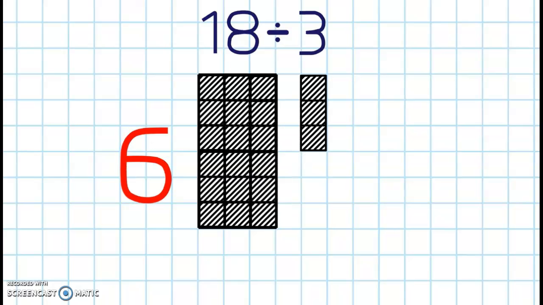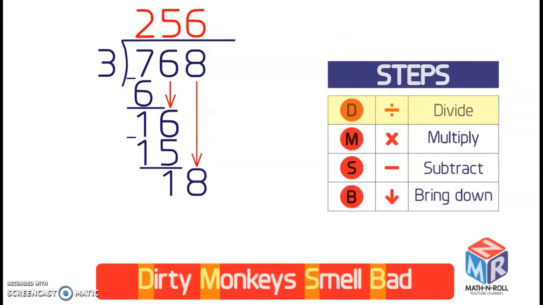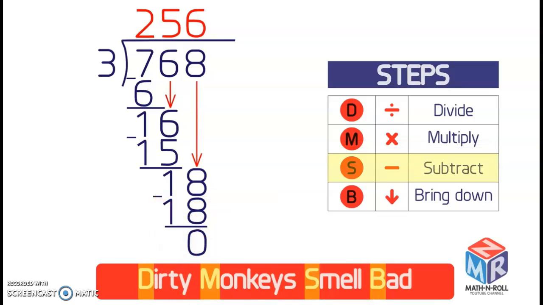The answer this time is 6. Write down 6 above the 8. Multiply 3 by 6 and place this below the 18. Now subtract 18 from 18 to get 0. Because you have no more numbers to bring down, you are finished, and the answer is 256.